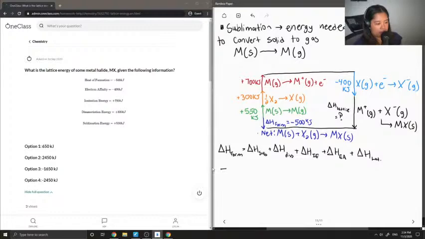So now I can rearrange this equation to solve for lattice energy, which is what the question is looking for. So I'm just going to move all of these values to the left, so they all just become negative.